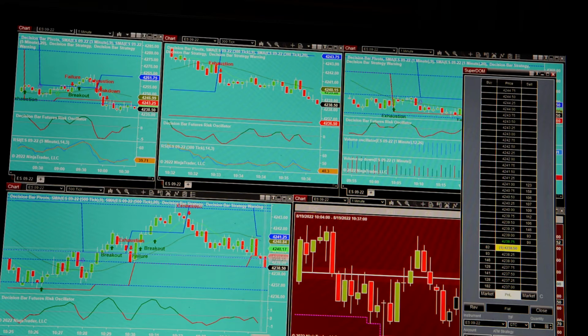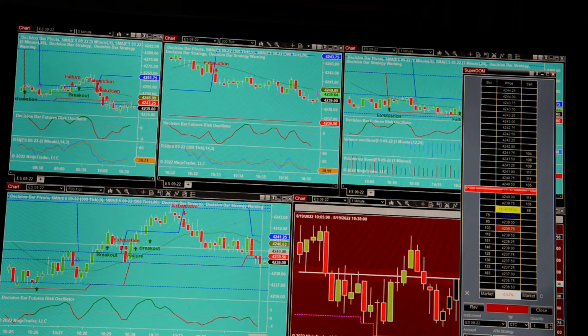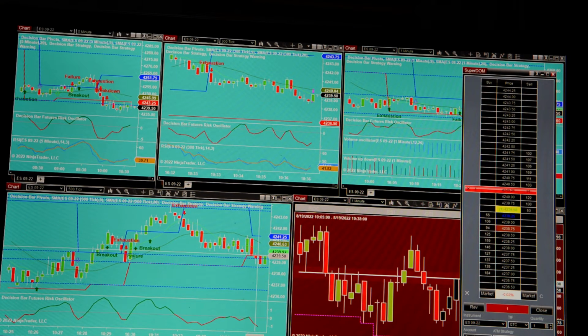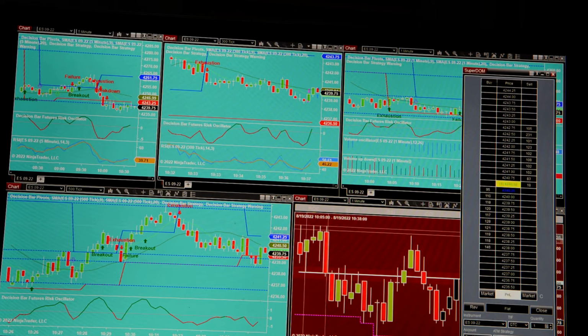So what I'm seeing here is we've broken up. You know what, I'm going to just go ahead and take this if I can get it. Okay, we're in this trade. We've got a support level here. Oh, look at this, it's coming after my stop, and it got my stop.